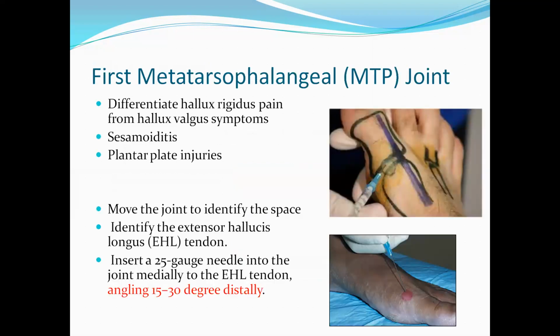Other injections are for the first metatarsophalangeal joint. This is required when we encounter cases like hallux rigidus, hallux valgus pain, secondary osteoarthritis, and more commonly when we deal with gouty arthritis. The first site of pain starts from the first metatarsophalangeal joint. That is in gouty arthritis. There, you need to inject steroid into the first MTP joint, and other conditions are like sesamoiditis and plantar plate injuries, chronic plantar plate injuries.